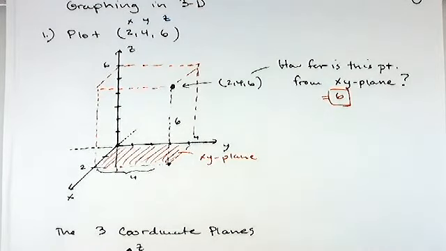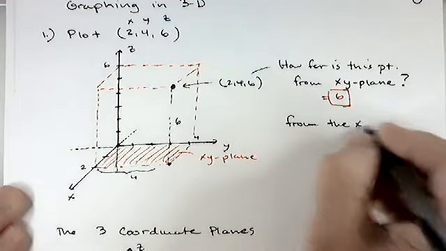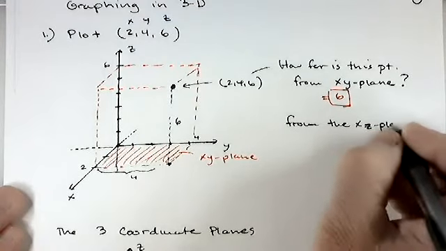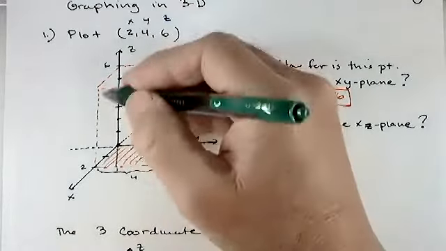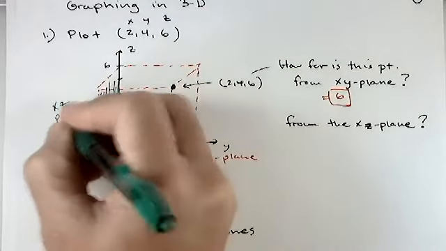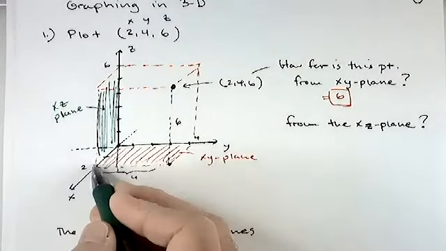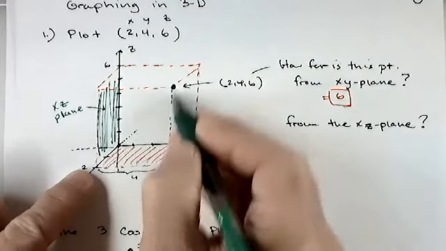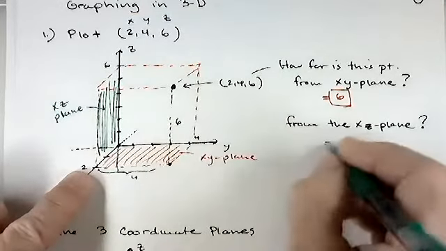What if I said, just for one more, how far from the XZ plane? What would you say? Yeah, that's just 4 units. The XZ plane was back here. Think about how we got to this point. We went 2 here, we went 4 over, so we were 4 units, and then we went straight up. So we're still 4 units from the XZ plane. So this would equal 4.